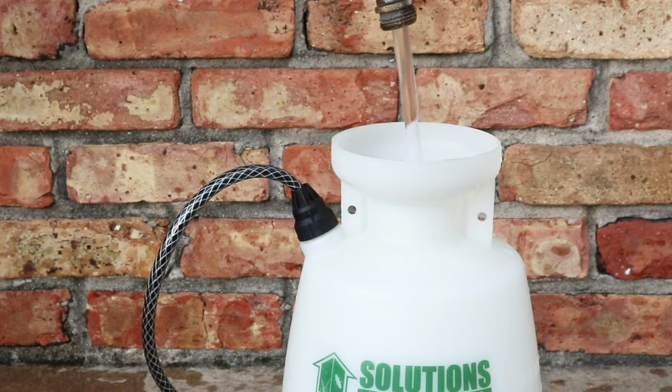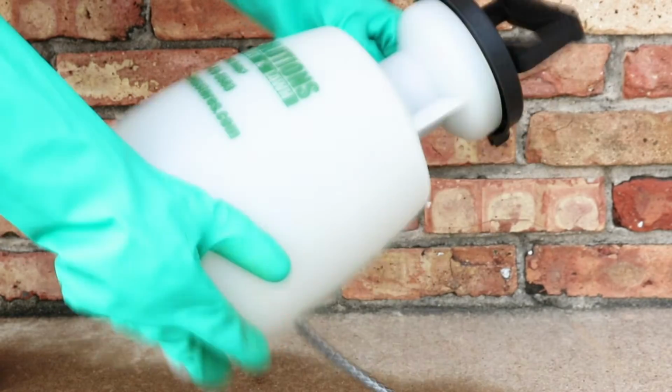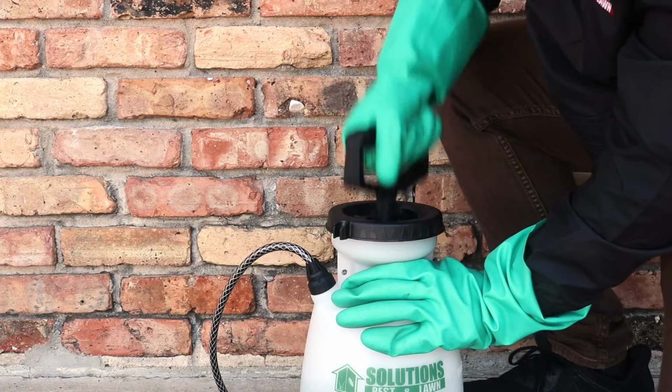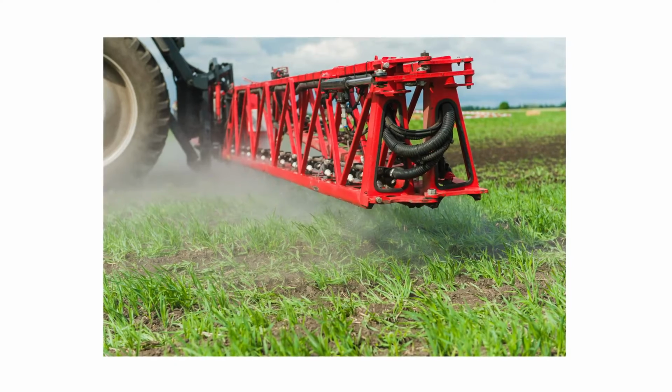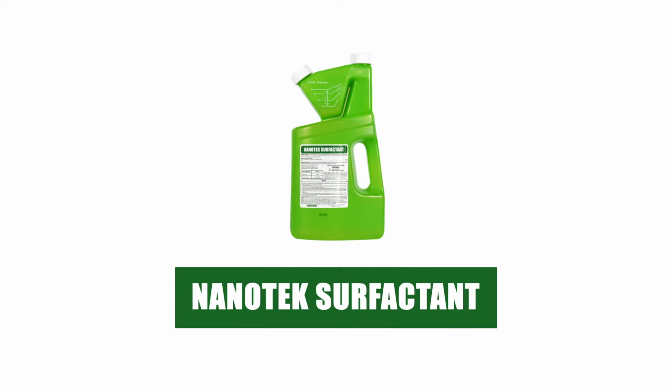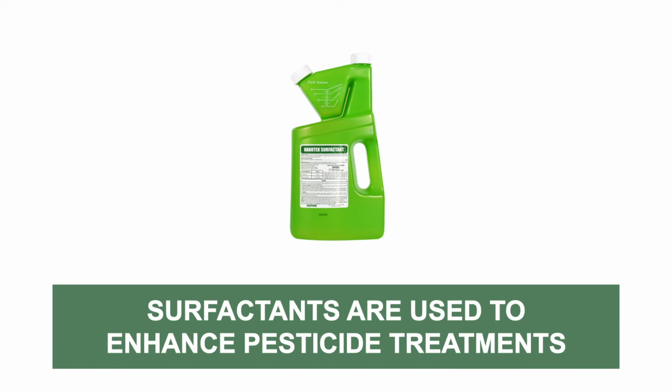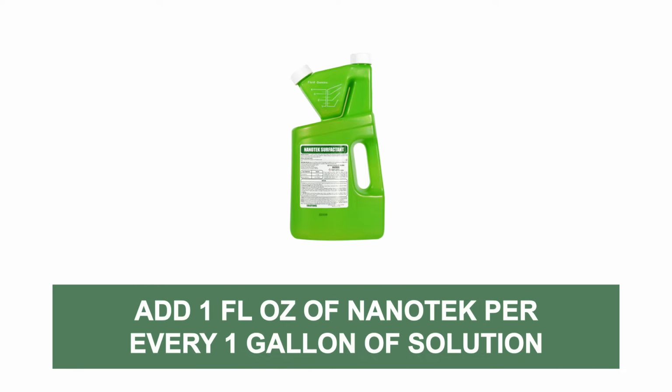For small applications, we recommend you mix and apply your herbicide with a handheld pump sprayer. Larger applications over acres of space may call for a spray rig or other ground application equipment. To enhance the effectiveness of your herbicide application, use a surfactant like Nanotech. Nanotech is a non-herbicide product designed to improve the adhesion and penetration of pesticides onto treated surfaces. When using Nanotech, just add 1 fluid ounce per 1 gallon of solution.